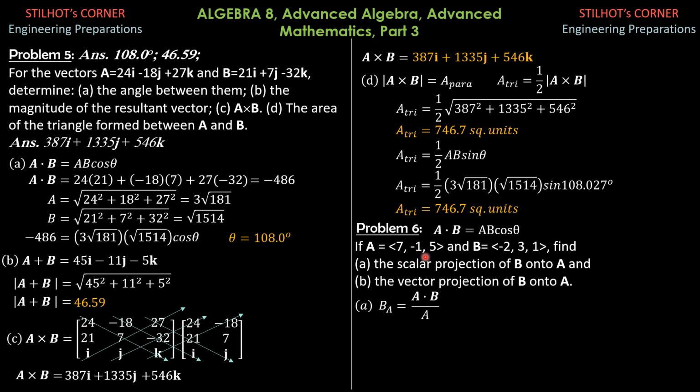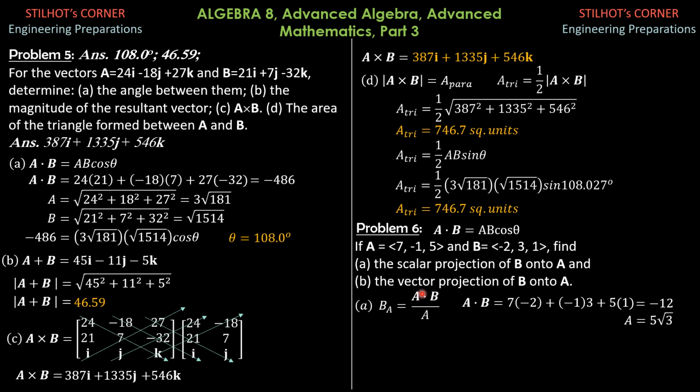5 squared. 7 squared is 49, 50, 75. And the square root of 75 is 3 square root of 5. Therefore, B sub A is negative 12 over 3 square root of 5. So that is A dot B, which is equal to negative 12. And for the magnitude of A, the square root of 7 squared plus 1 squared plus 5 squared, square root of 75. And the square root of 75 is 25 times 3, and the square root of 25 is 5. So therefore, it is 5 square root of 3. Sorry, I mentioned earlier 3 square root of 5. It is supposed to be 5 square root of 3.